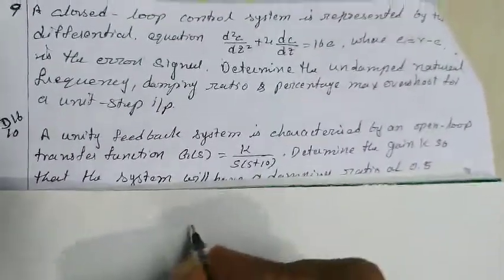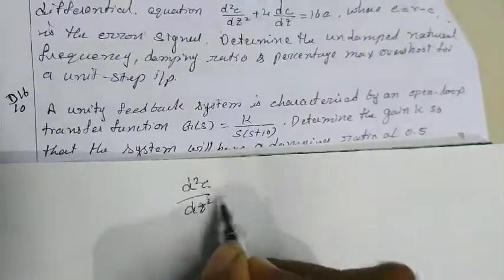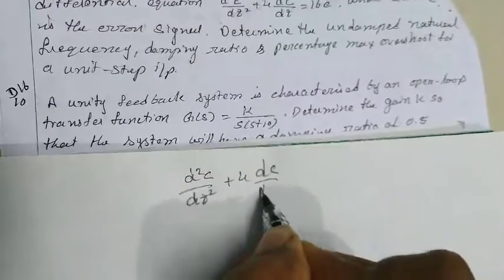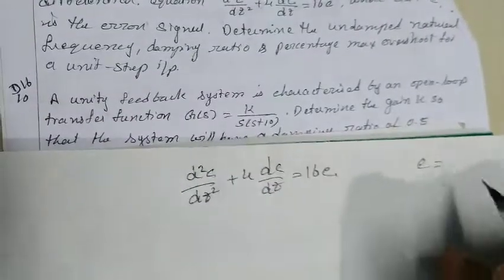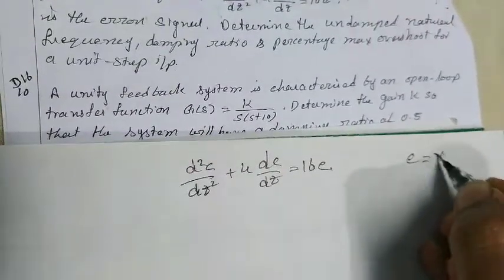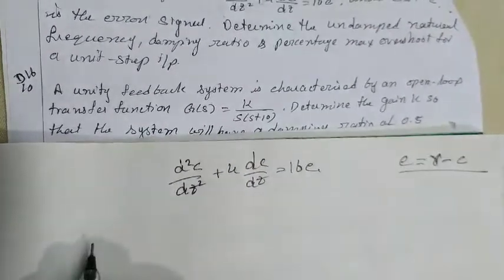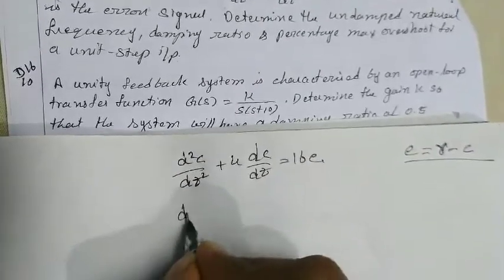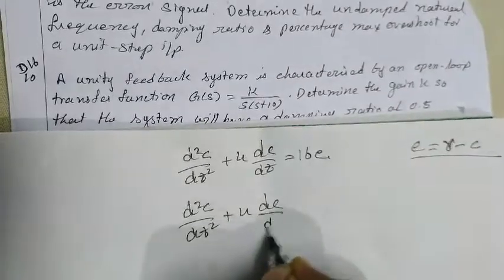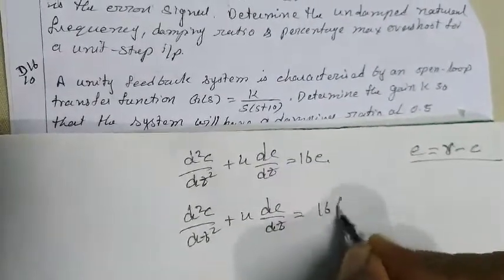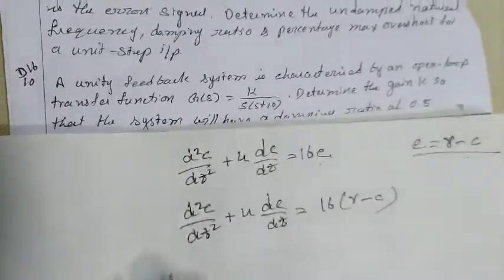So in the question they gave us a differential equation, that is d square c by dt square plus 4 dc by dt is equal to 16e, where e is the error signal, that is input response minus output response c. So I am substituting this e equals r minus c in the given equation. So d square c by dt square plus 4 into dc by dt is equal to 16 into r minus c.